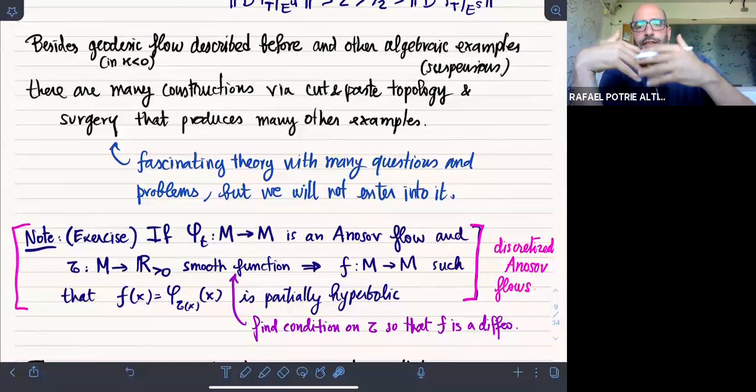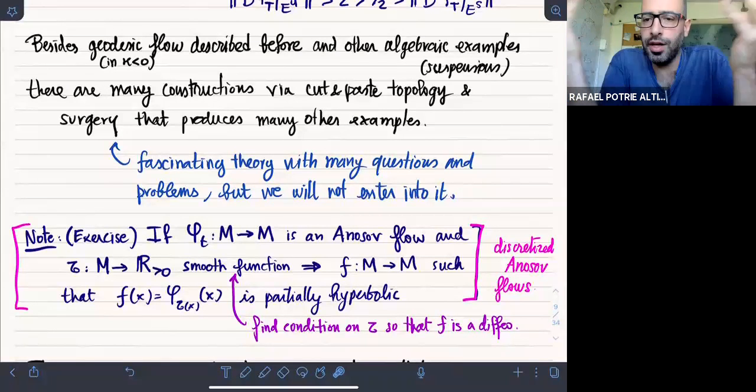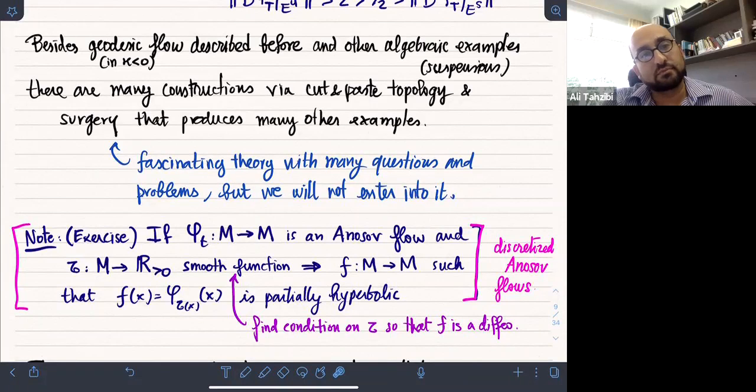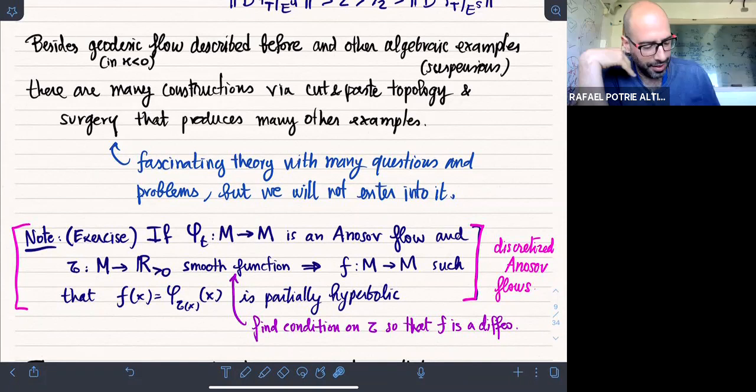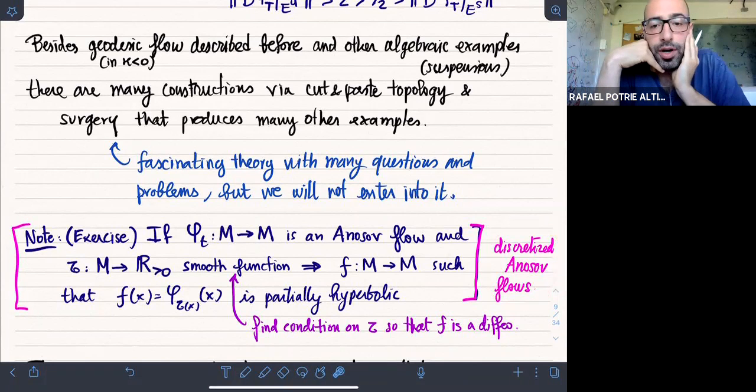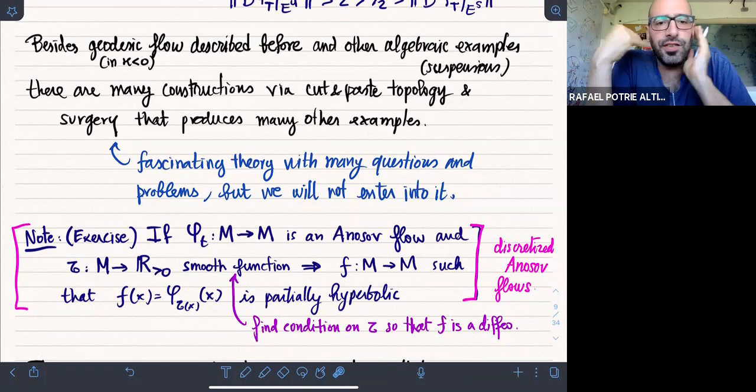So this is a family of examples. It's not the most general family of examples, and one of the reasons is that I wrote here a keyword saying discretized Anosov flows, which is not exactly this.